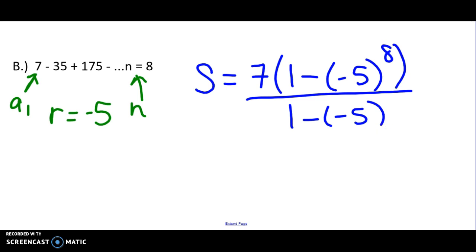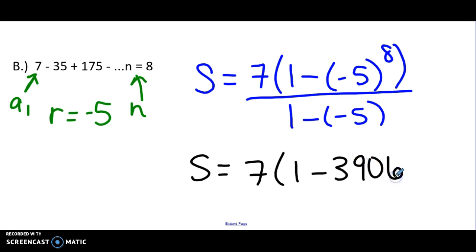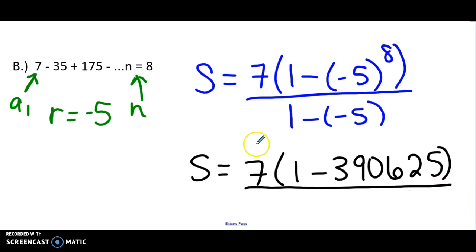Here's where we need to follow our order of operations. So this does not become a positive because our order of operations says we need to take -5 and raise it to the 8th power before we subtract it from 1. So when we do that, we actually get a positive number for -5 to the 8th. It is actually 390,625. So this still is a subtraction problem in the numerator. This did not actually become a positive. So just be careful of those negatives.